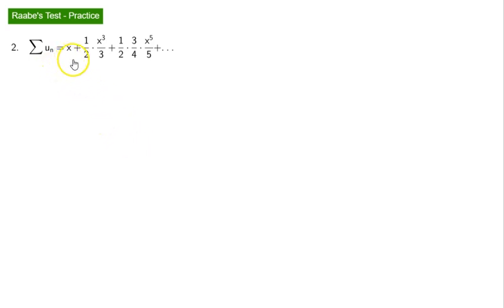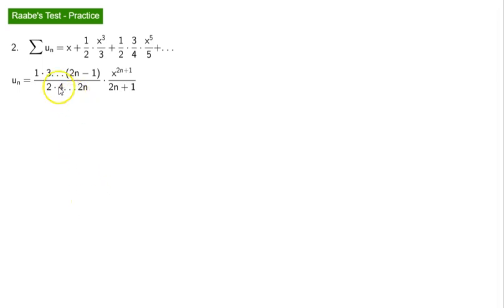The series given is x plus 1 by 2 times x cubed by 3 plus 1 by 2 times 3 by 2, 4 times x to the power of 5 by 5 and so on. Now we have to figure out the nth term. So u sub n is equal to 1 times 3 times 5 times 7 and so on up to 2n minus 1, divided by 2 times 4 times up to 2n, times x to the power of 2n plus 1 divided by 2n plus 1.